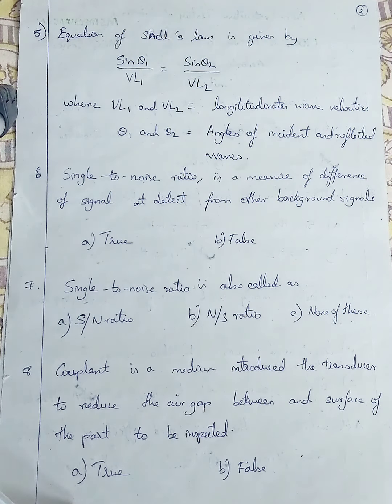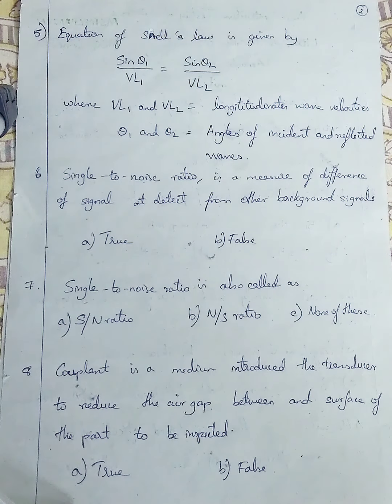We saw there are four types of waves: one is the longitudinal wave, another is the shear wave, then the surface wave and the Lamb wave. The longitudinal wave we are using here. VL1 and VL2 are the velocities of the longitudinal waves.